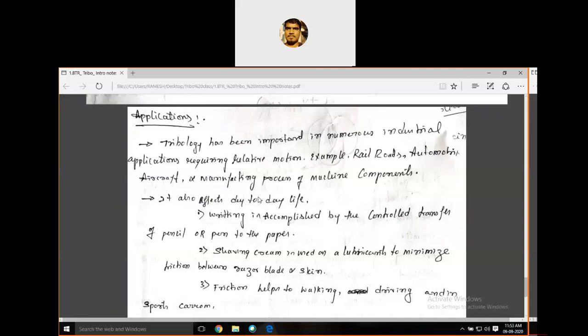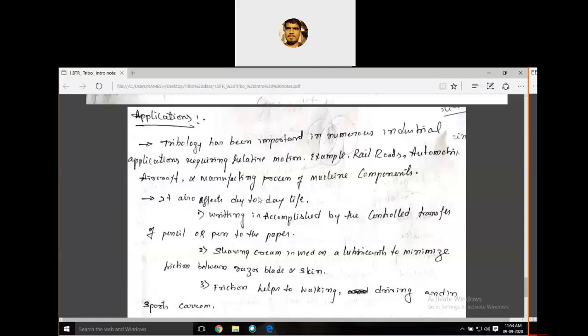Requires a relative motion. Examples: railroads, automobiles, aircraft, manufacturing processes, machine components, and all the machine tools like lathe, drilling, milling, everything. It needs tribological solutions because there is contact between the two meeting surfaces, just to transmit the power, so there is a must for contact between the two surfaces. We cannot eliminate contact between two surfaces, so we use lubrication to avoid friction between them.